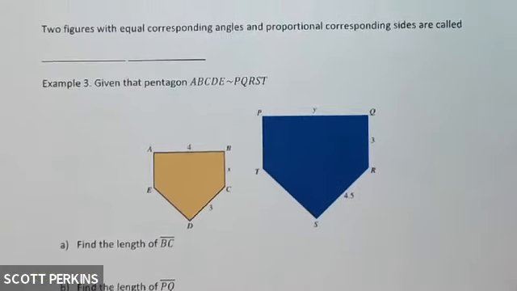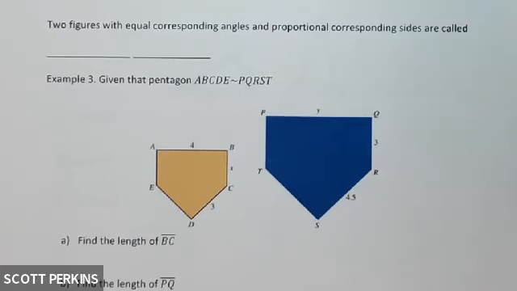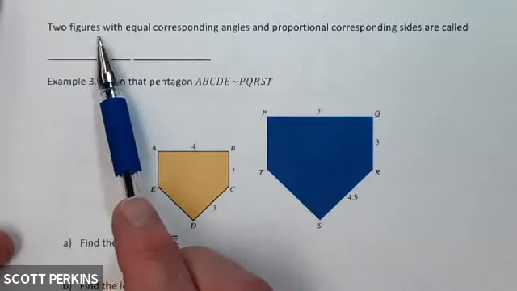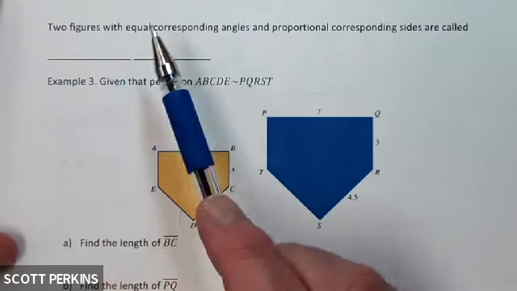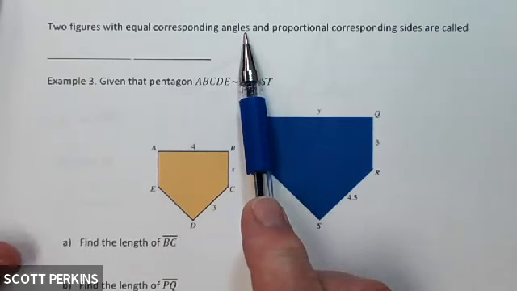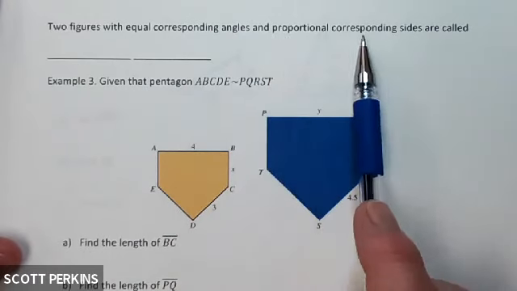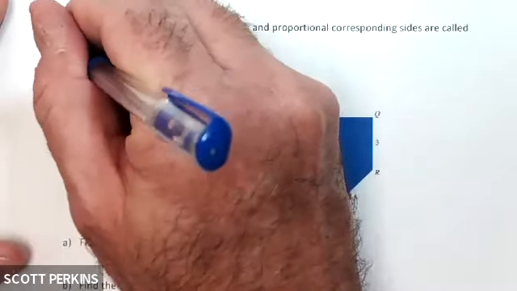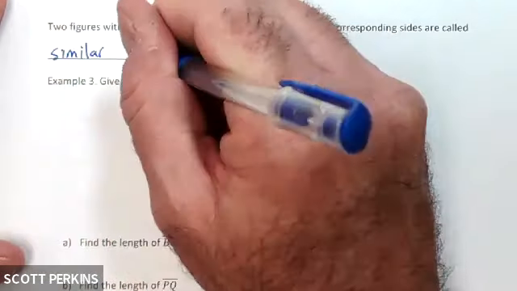So the last source of problems we're going to have in this section deal with these things that you see down at the bottom of the page. If I have two figures with equal corresponding angles, so the angles are all the same, and proportional corresponding sides, these are called similar figures.